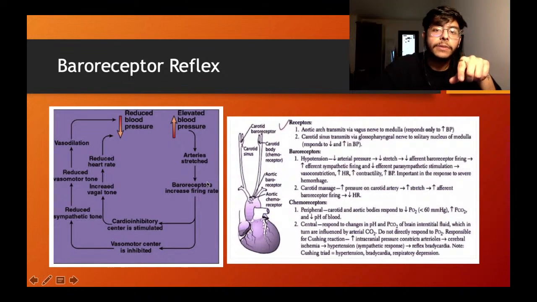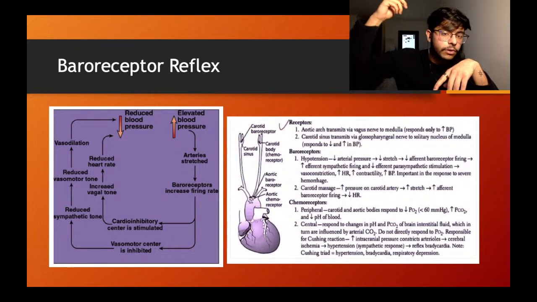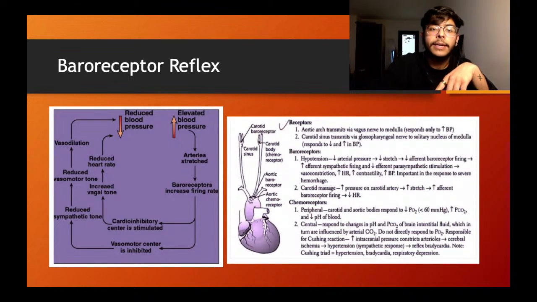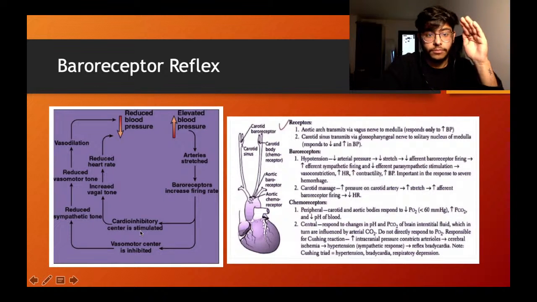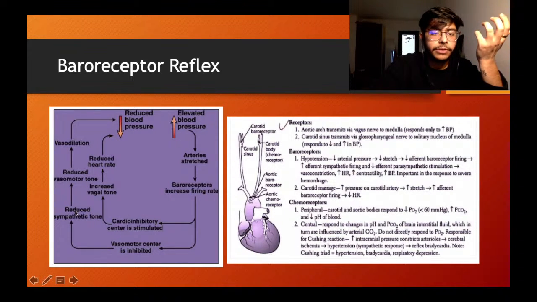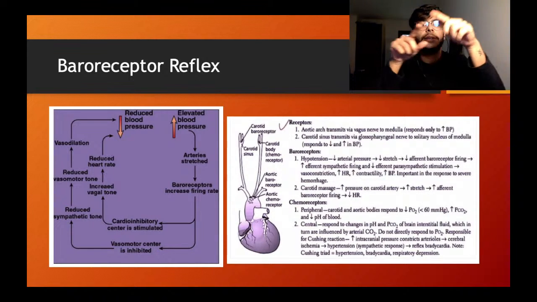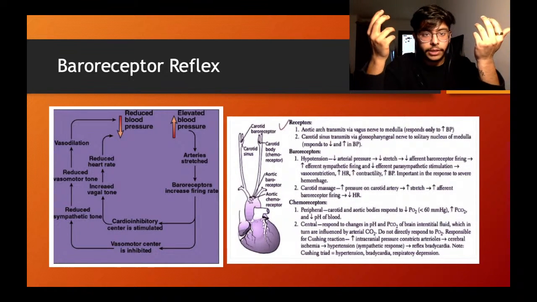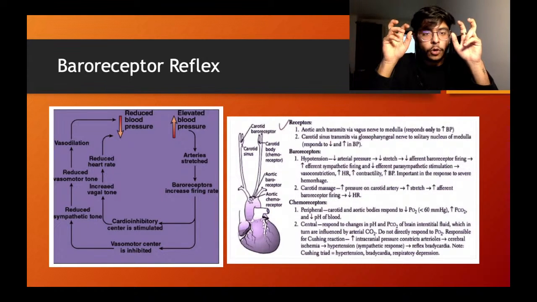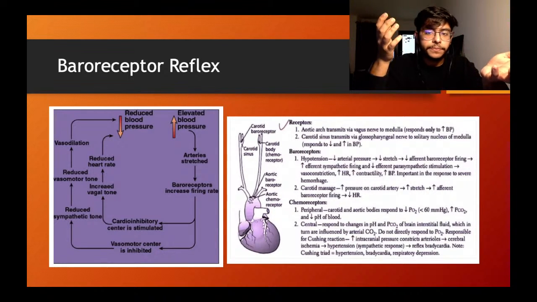Now, these baroreceptors are connected to the vagus nerve all the way to the CNS. The cardioinhibitory center is stimulated, which should lower the blood pressure, and the vasomotor center is also inhibited. Both of these lead to reduced sympathetic tonus, leading to either reduced heart rate or vasodilation, which then finally gives us what we need to attain to maintain homeostasis, which is reduced blood pressure.